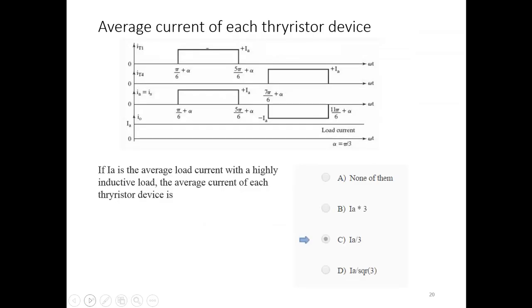Now the average current of each thyristor: there are 3 thyristors, and the output is fixed, like a DC, for a highly inductive load.